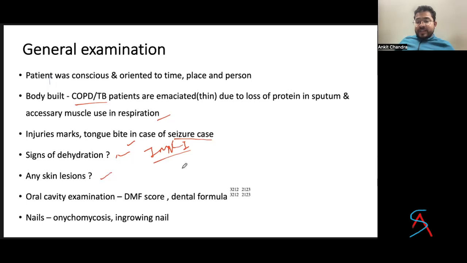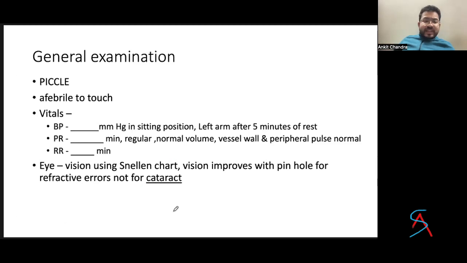As I already told, even if it is scabies or tinea, if it is a place where overcrowding is there, then diseases like these spread very rapidly. For oral cavity examination, you can talk about the DMF score, which is about how many teeth are decayed, how many teeth are missing, and how many teeth have fillings. Or else you can talk about the dental formula, and look at the nails for any ingrowing nails or onychomycosis, which is the fungal infection of the nail.